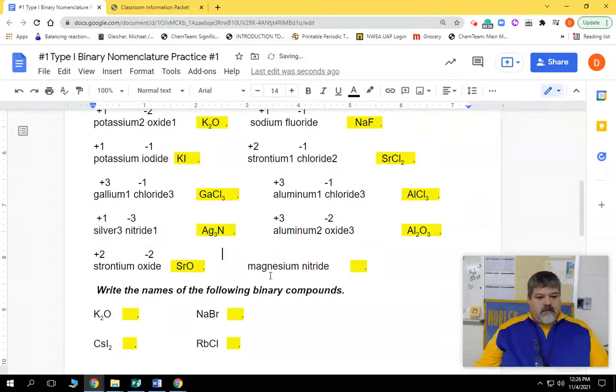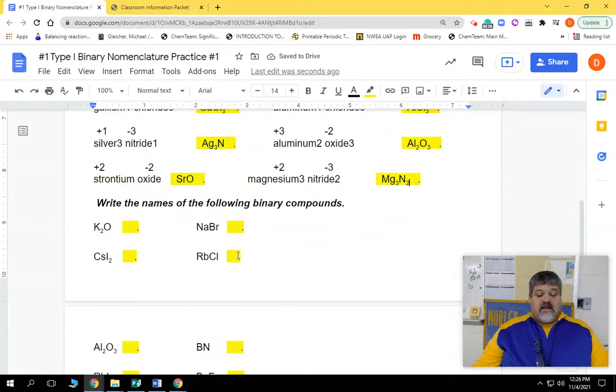Okay, magnesium nitride. Magnesium is a +2 because it's in column 2A or column 2. Then we go over to nitrogen. That one's a -3 because it's in column 5A. They don't cancel each other out, so we're going to crisscross again. 3 goes down, 2 goes over. Magnesium is Mg with a subscript of 3, go back up, and then nitrogen, N, with a subscript of 2. And there's our 2.